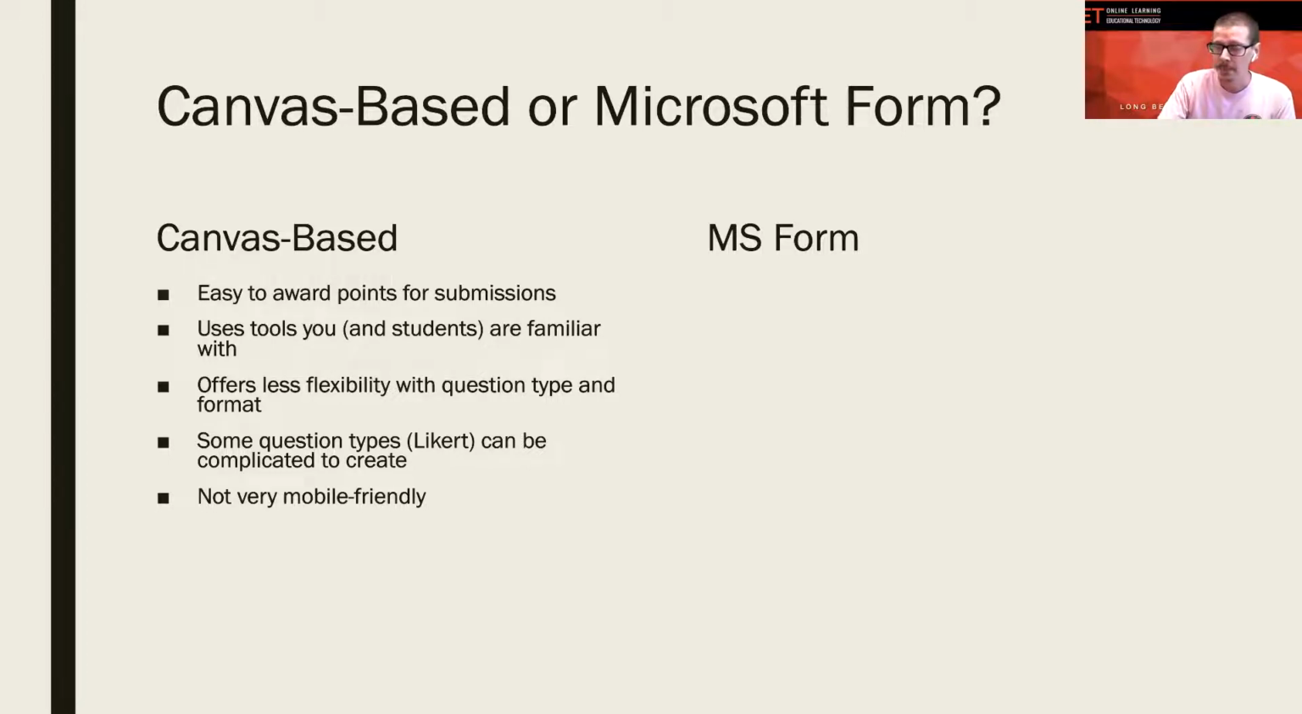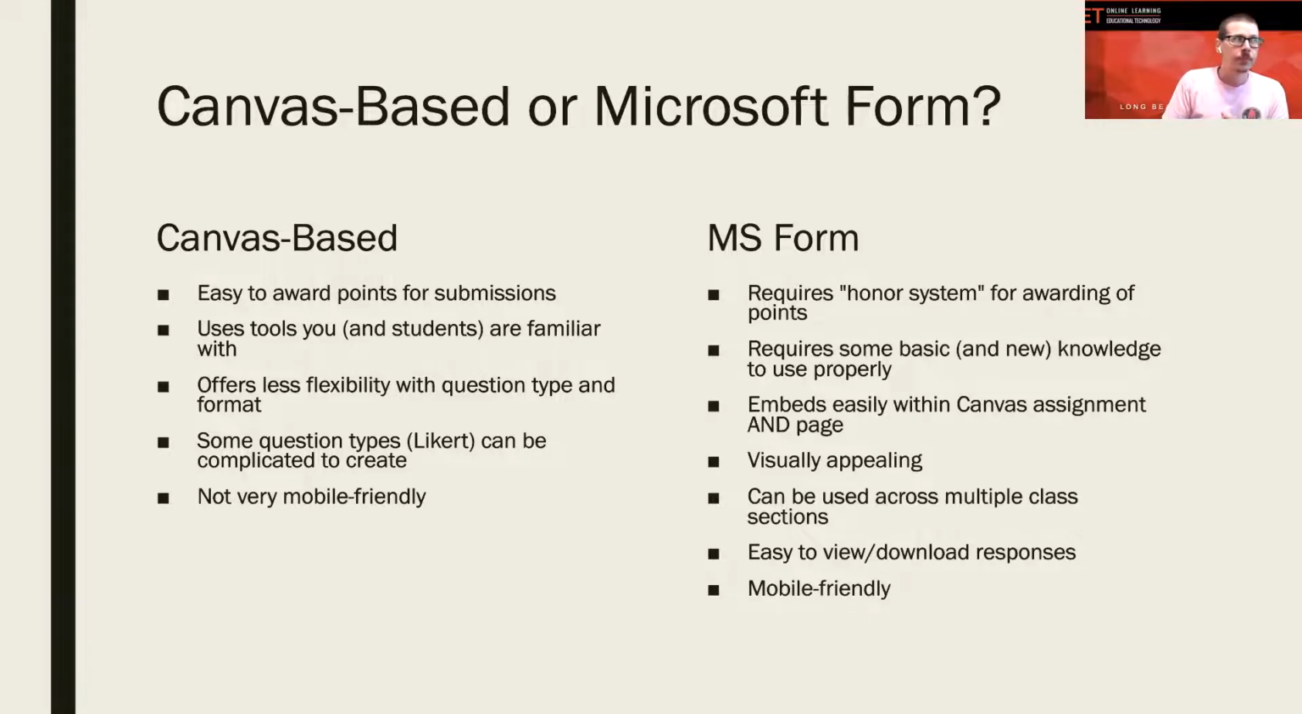On the right, by contrast, a Microsoft form. It does not sync any points automatically into Canvas. So it really requires the honor system. Basically, you have to rely on students to self-report if they completed a survey or not. Secondly, it requires some basic knowledge on how to use the Microsoft form properly, especially how to share it properly.